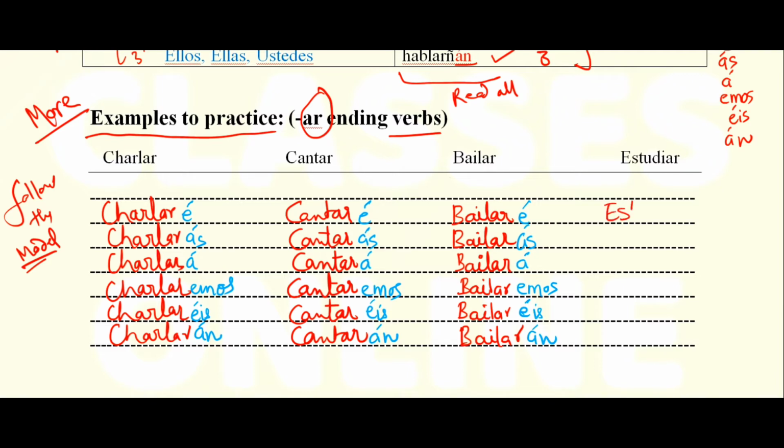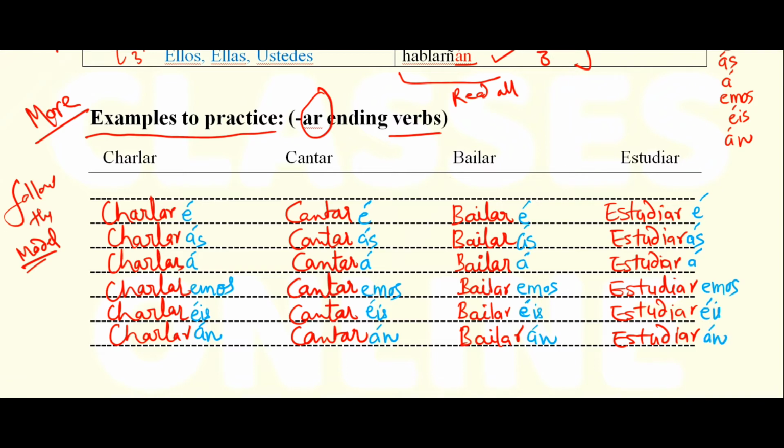Fourth example I have taken, that is estudiar. Estudiar means to study. So copy it 6 times. This is also an AR ending verb. We don't drop anything. Now add suffixes: é, ás, á, emos, éis, án. Okay, these 4 are done.